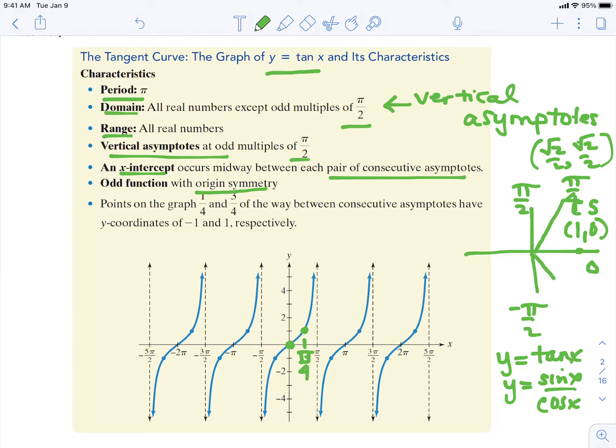If you do the same thing for negative pi over 4, it has the ordered pair positive square root of 2 over 2, negative square root of 2 over 2. When you divide those, you're going to get negative 1. So here is negative pi over 4, and you go down 1. What's going to happen is you're going to have what looks like a snake.